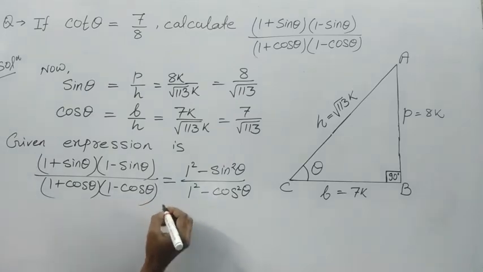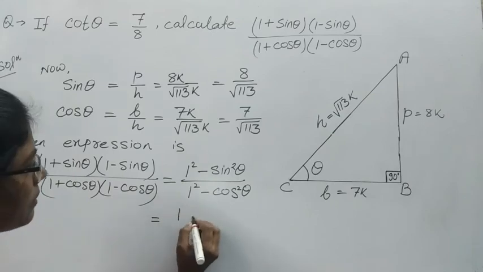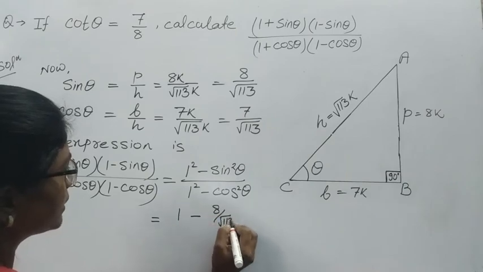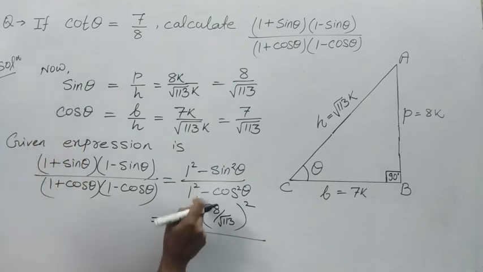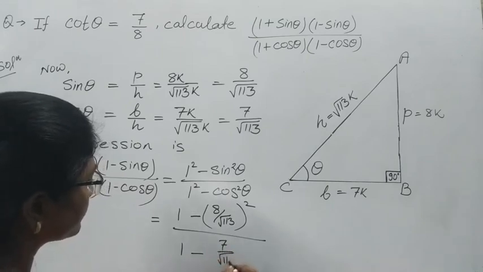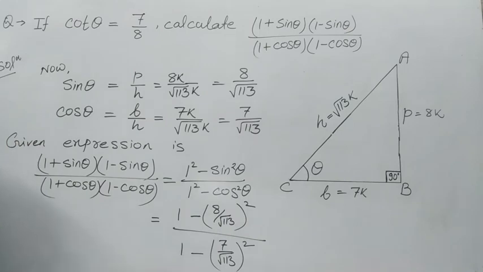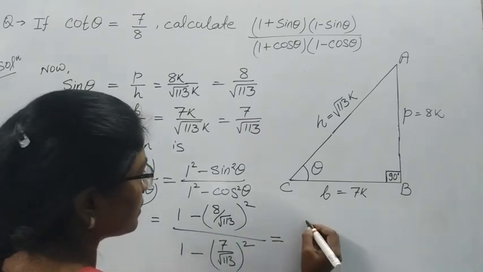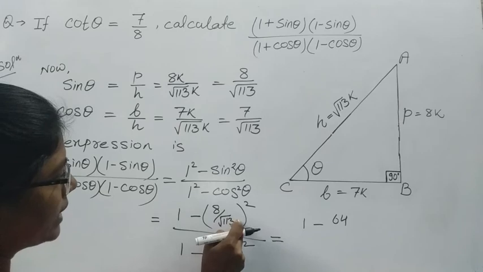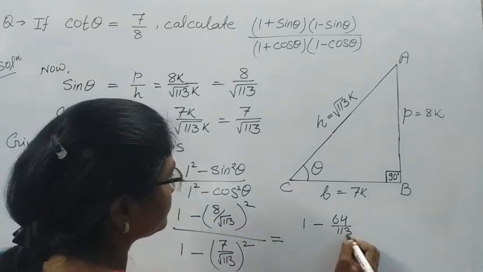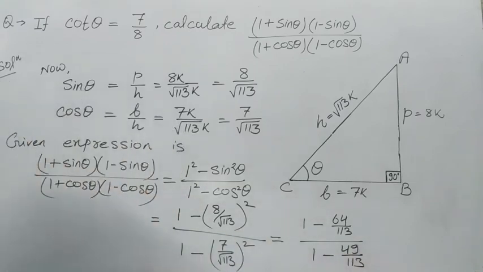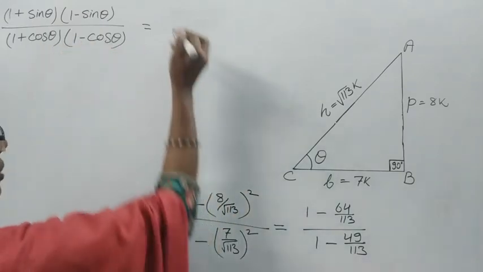Now put the value. 1 square is 1 minus sin is written here 8 by square root 113 whole square, divided by 1 minus cos square theta. Put the value of cos. Now further when we simplify it, it gives 1 minus 64, since the square of 8 is 64, and the square of square root 113, the square root will cancel. So we have like this. Similarly in the denominator 49 by 113. Now the expression gives the value after simplification.